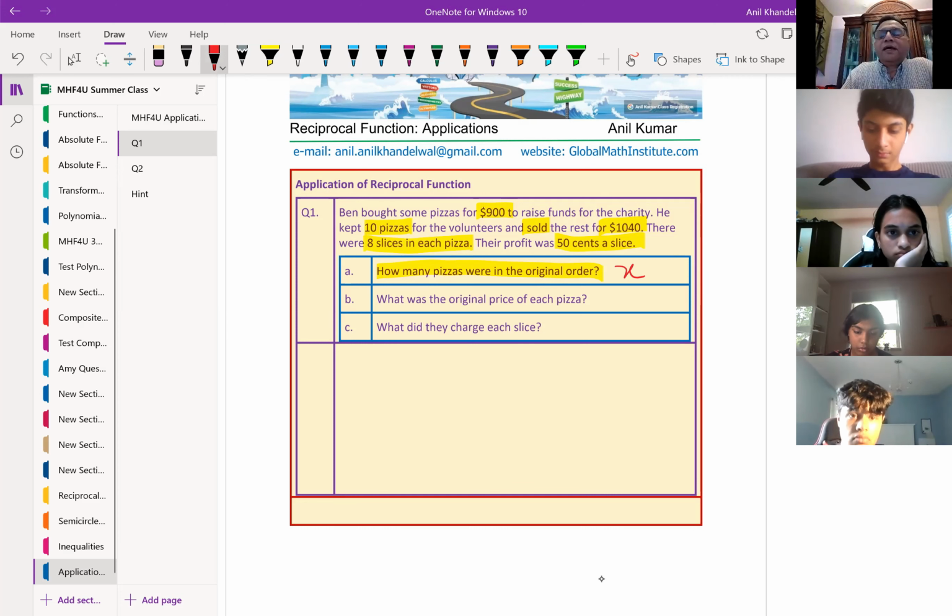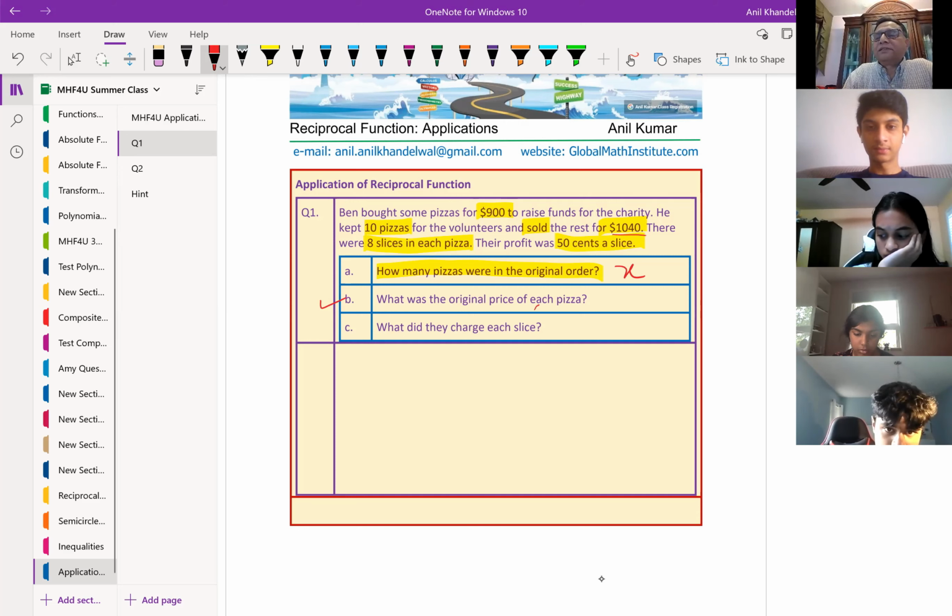He kept 10 pizzas. That means X minus 10 were sold, correct? Is that clear? He kept 10 and he sold the rest at this much. Now part B, can you read this part? What was the original price of each pizza? Can you estimate what could be the original price?